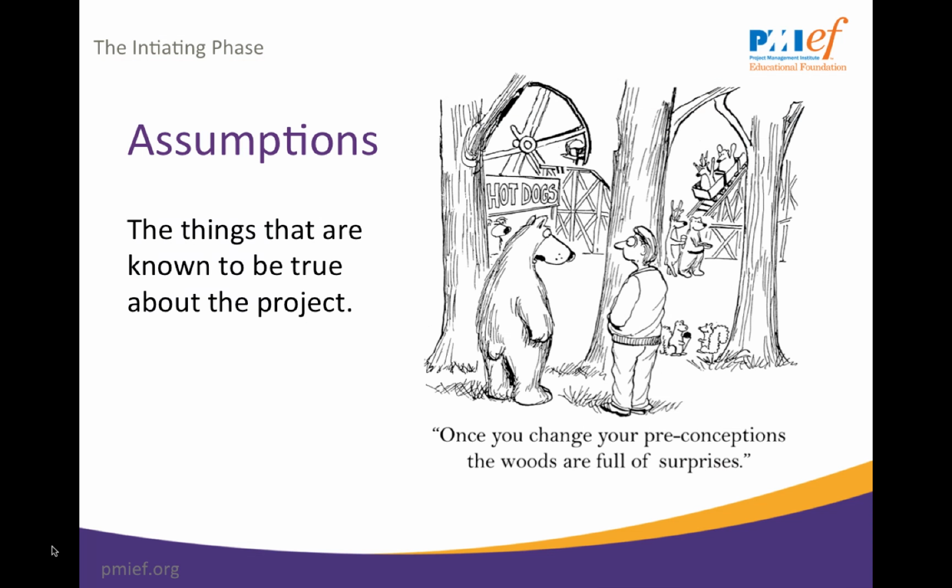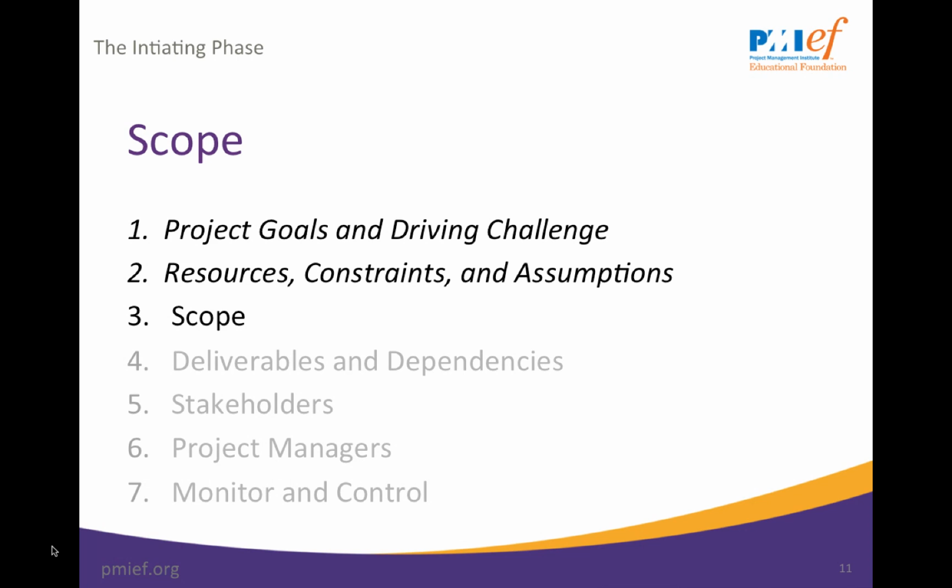Going to continue on in our presentation with part 2, looking at scope. The next part of defining the project is determining the scope of work that needs to happen. So this involves establishing boundaries, both for what the project will do and, just as importantly, what it will not do.